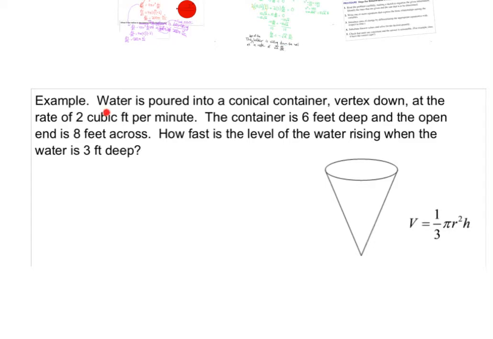All right, so what does it say? The water is poured into a conical container, vertex down. So that's what this picture is reflecting. At the rate, I have to pay attention to the word rate. Rate of 2 cubic feet per minute. All right, 2 cubic feet per minute makes me think of volume.